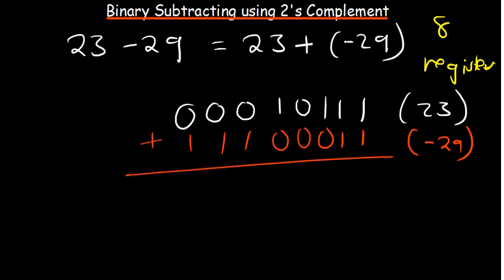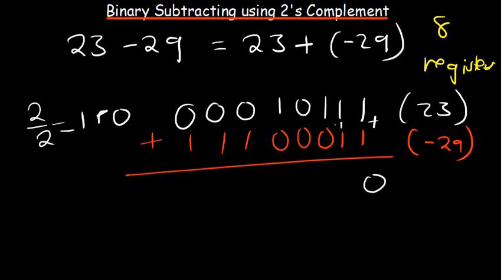Okay, let's perform our addition there. 1 plus 1 is 2. 2 divided by 2 is 1, remainder 0. So write our remainder 0, and then we'll carry our 1.